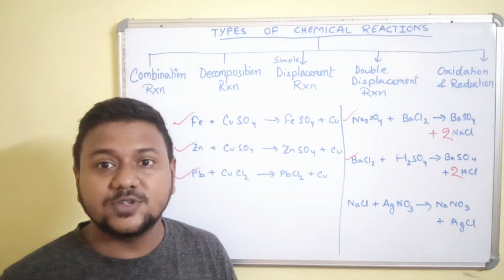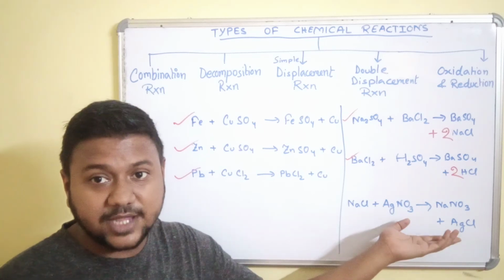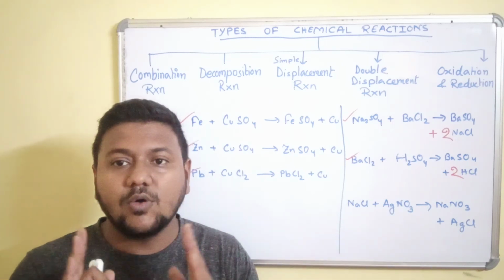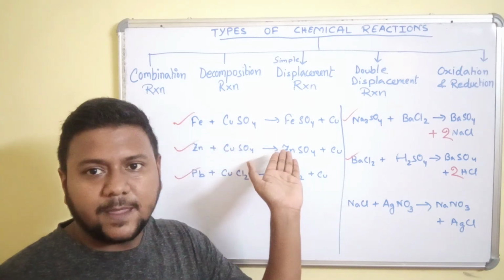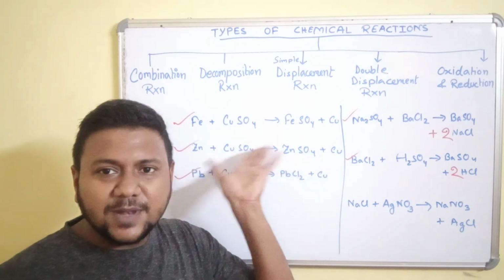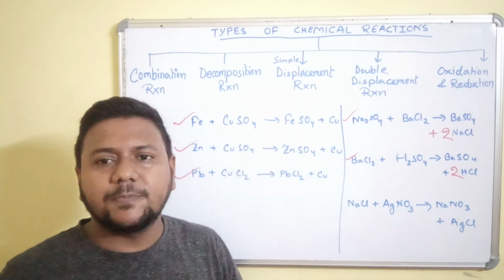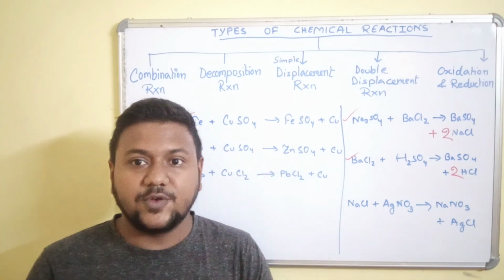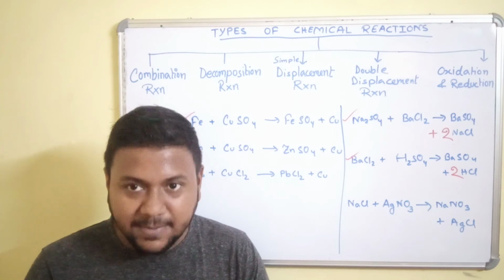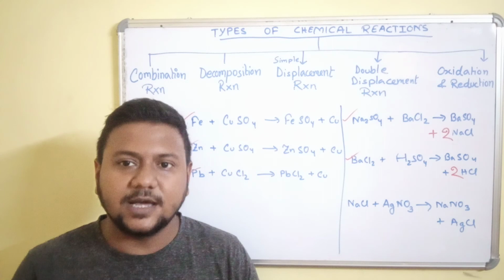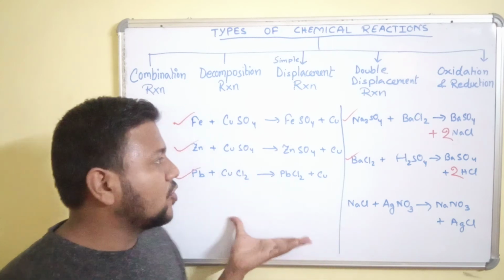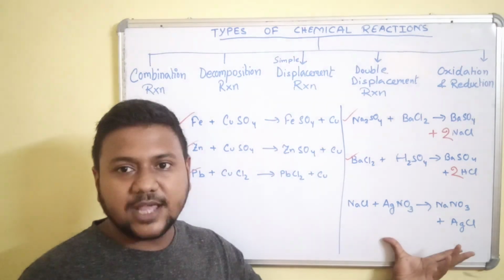So I hope you have understood the displacement and the double displacement reactions. A displacement reaction is only caused when there is a replacement. This replacement depends on a particular series of reactivity of metals, which is called the activity series of metals. We will be discussing that in another video. Hope you go through these reactions at home.